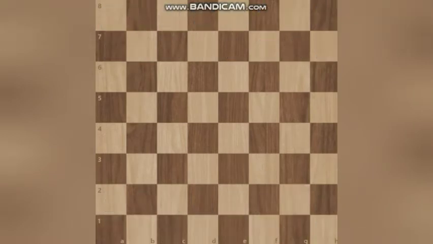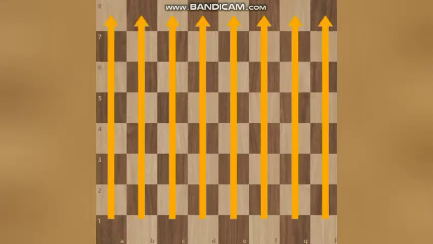There are 64 squares on the chessboard, 32 light squares and 32 dark squares. Now there are some things to learn about the chessboard alone. To analyze your games or to identify the moves, there are some things you should learn, that is files, ranks and diagonals. First we will go for files.